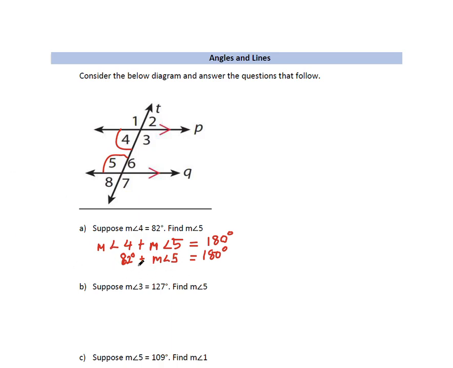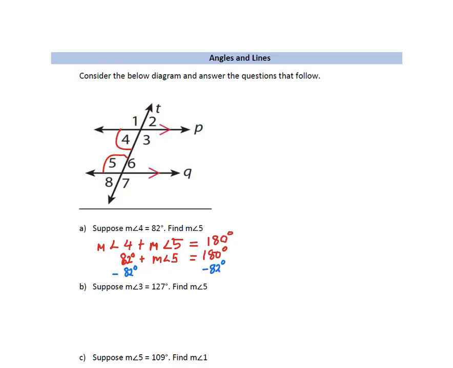Since 82 is added to the measurement of angle 5, we're going to do the inverse of the addition of 82 degrees, which is to subtract 82 degrees. So we're going to subtract 82 degrees from the left-hand side of the equation to get rid of this 82 degrees, so that I'll only be left with the measurement of angle 5. But what you do to one side of the equation, you must also do to the other side. So I will also subtract 82 degrees from the right-hand side of the equation.